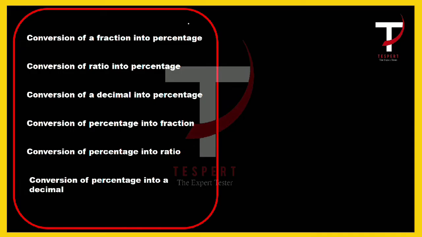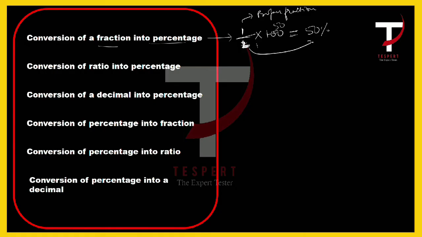We shall look into how to convert a fraction into a percentage, ratio and decimal into a percentage, and vice versa. How to convert a fraction into a percentage? Take any fraction, let us take 1 by 2. To be precise, 1 by 2 is a proper fraction, because the numerator is less than the denominator. To convert 1 by 2 into a percentage, what should we do? We must multiply it with 100. We get 50%. So we converted a fraction into a percentage.